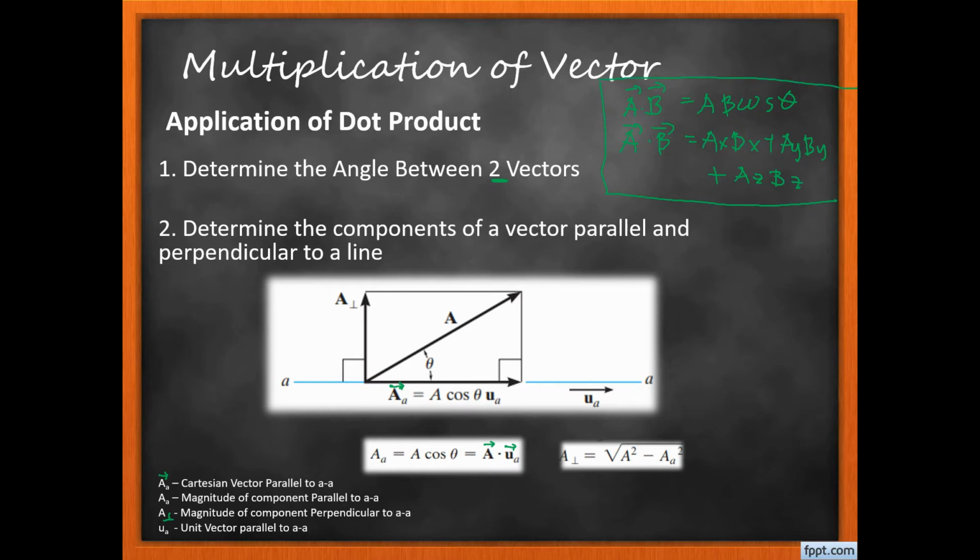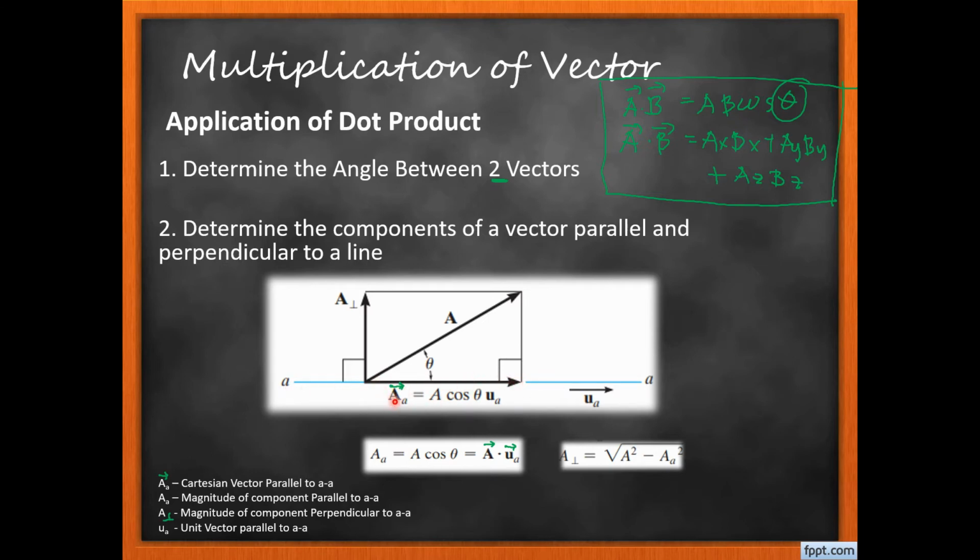Pwede na natin makuha yung angle theta ng ating dalawang vector. Yung isang application yan. Yung pangalawang application yan is it is used to determine the component of vector parallel and perpendicular to a line. So halimbawa, ito yung vector natin and we want to get the component of this vector A parallel to line A. So gamit yung dot product, pwede rin natin makuha yung component natin dyan, yung component parallel to line A.